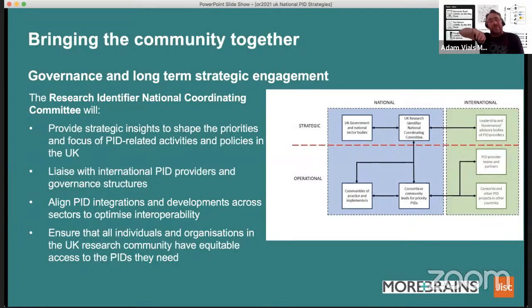So what are we doing about this? As I watch the time countdown, we've got the RINC, which we need a better name for, the Research Identifier National Coordinating Committee, for strategic insights, to liaise and align PID integrations. This is our national body that works across stakeholders to coordinate at that level. We of course acknowledge the international context of persistent identifiers and infrastructure, but there is also a place for ensuring that things are coordinated at a national level as well.